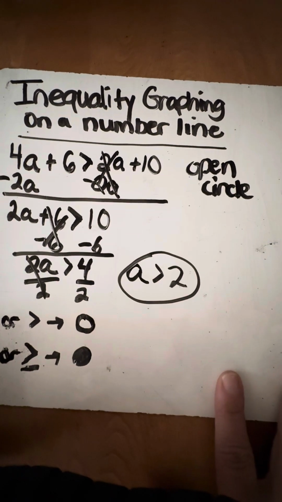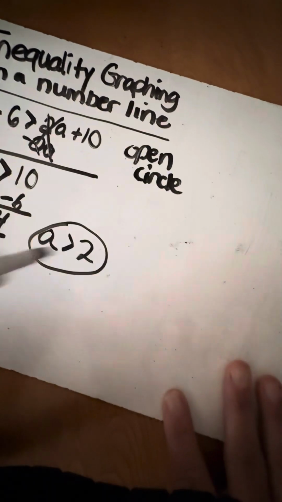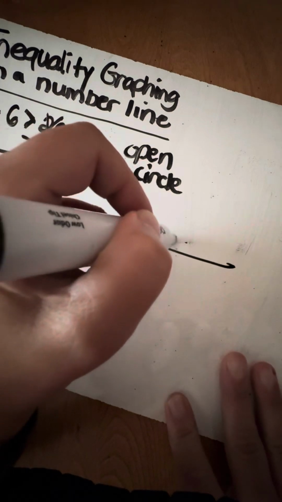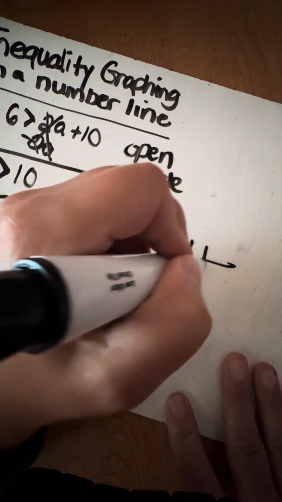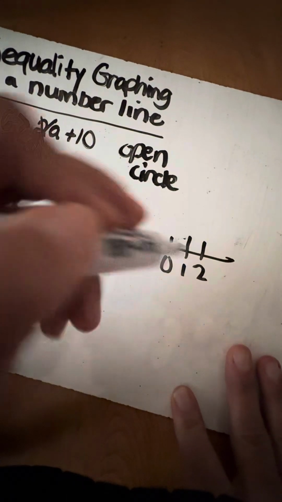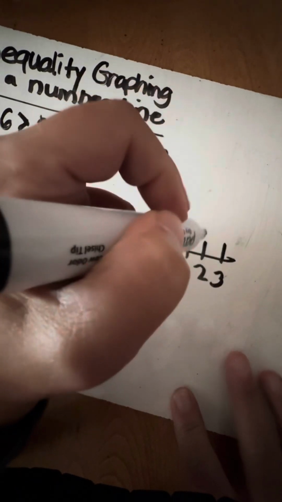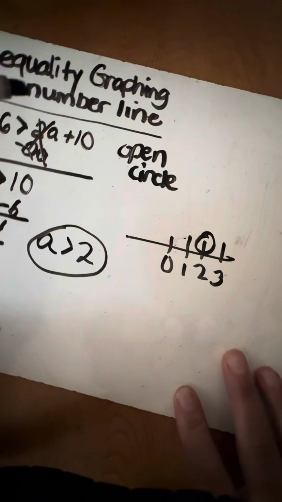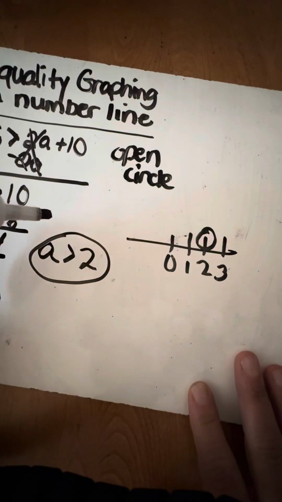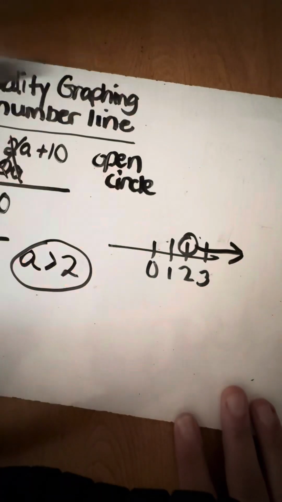If I had to graph this, I would put this on a number line like this. Here's 0, 1, and 2. A is greater than 2. Put a 3 over here too. This would be an open circle right here on the 2. And it's numbers that are greater than 2, which means the arrow would be pointing in that direction.